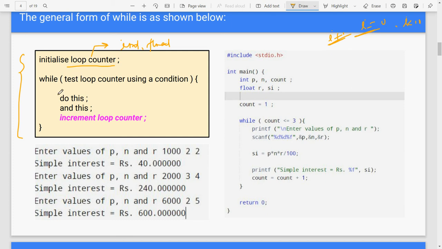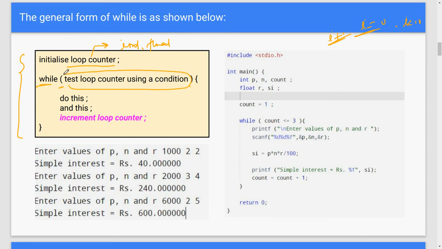How to define the while loop? Just write the keyword while, then inside the parentheses, and these parentheses are important, you write some condition. Why is this condition important? Because, as I told you, you want to run a particular code 10 times, so you'll be checking that particular thing 10 times.